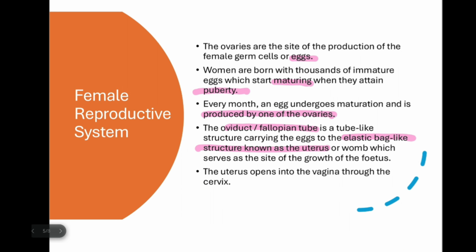To sum it up, the ovaries are the site of production of the female germ cells or the eggs. Women are born with thousands of immature eggs which start maturing when they attain puberty, that is the age of sexual maturation. Every month an egg undergoes maturation and is produced by one of the ovaries. The oviduct or fallopian tube is a tube-like structure which carries the egg to the elastic bag-like structure known as the uterus or the womb, which serves as the site of growth of the fetus. The uterus opens into the vagina through the cervix.